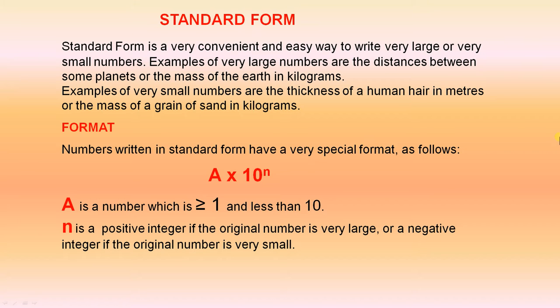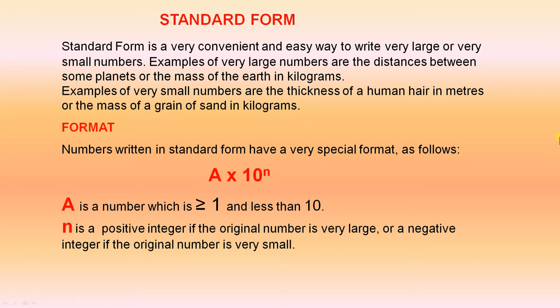Standard form. Standard form is a very convenient and easy way to write very large or very small numbers. Examples of very large numbers are the distances between some planets or the mass of the Earth in kilograms. Examples of very small numbers are the thickness of a human hair in meters or the mass of a grain of sand in kilograms.